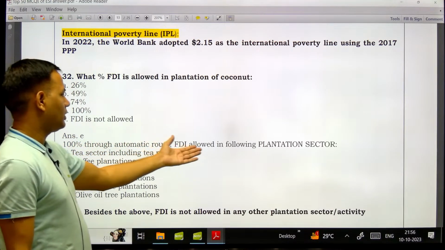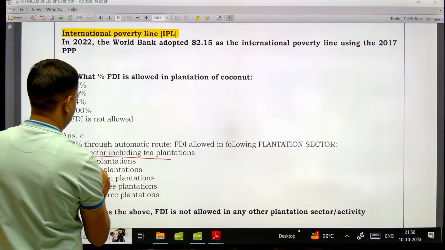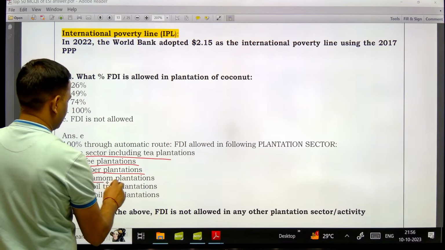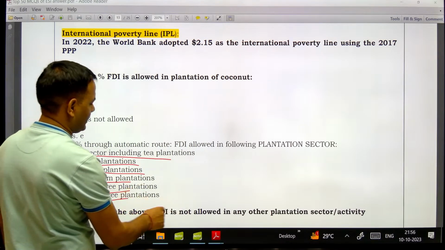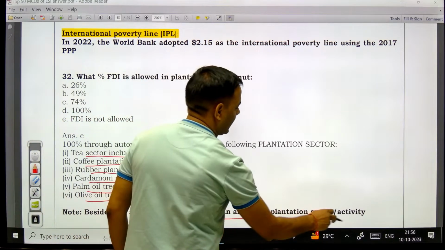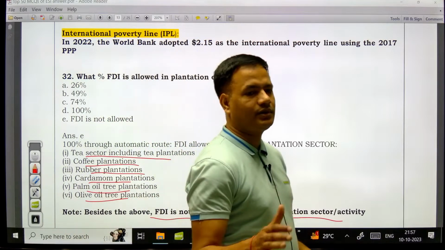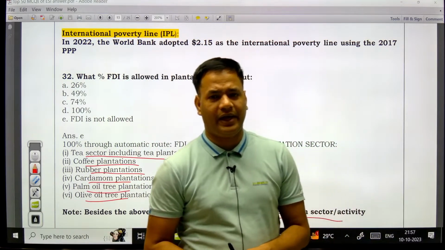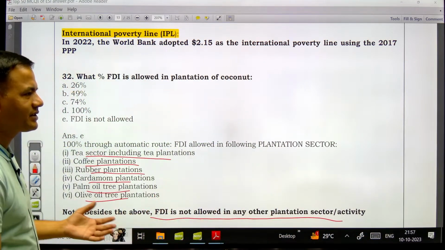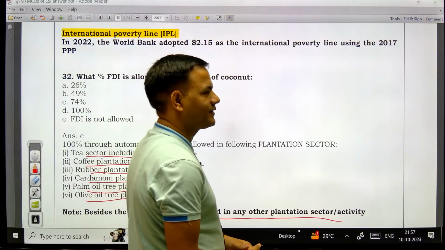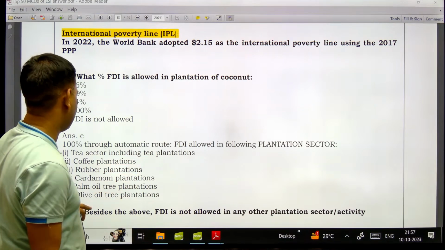100% FDI through the automatic route is allowed in the following plantation sectors: tea sector including tea plantation, coffee plantation, rubber plantation, cardamom, palm oil tree, olive oil. In any other plantation, FDI is not allowed. Last time I also discussed the agriculture sector FDI facts in the most important MCQs, and the question was asked in the exam last year.